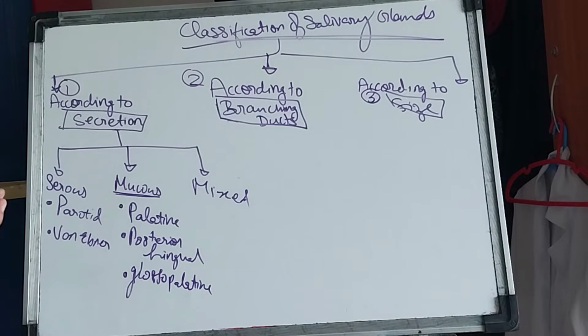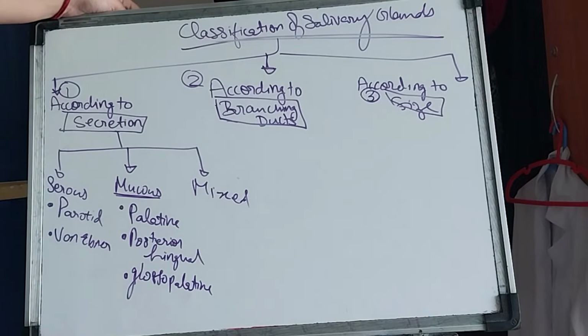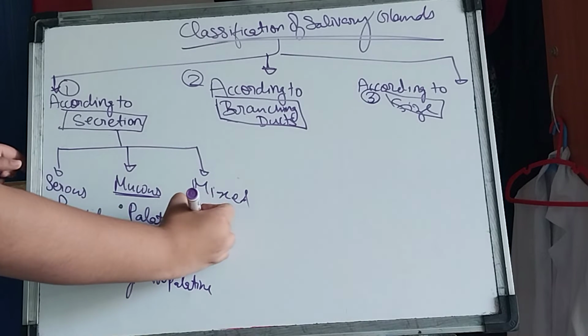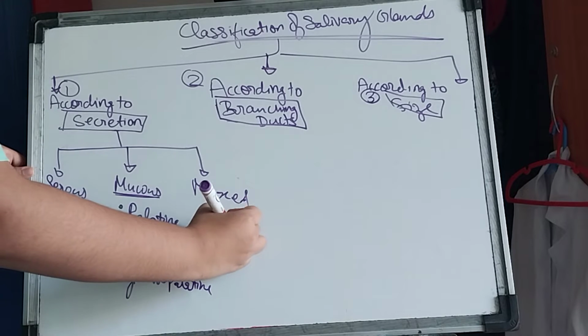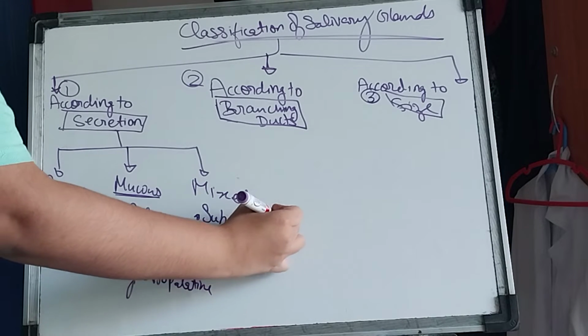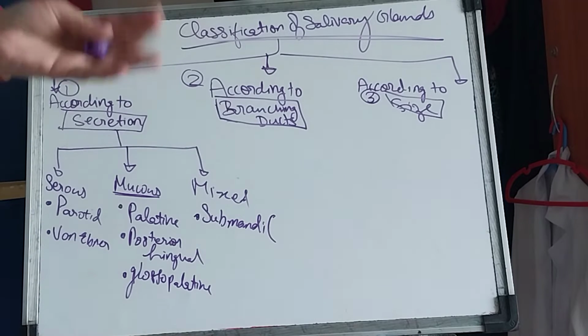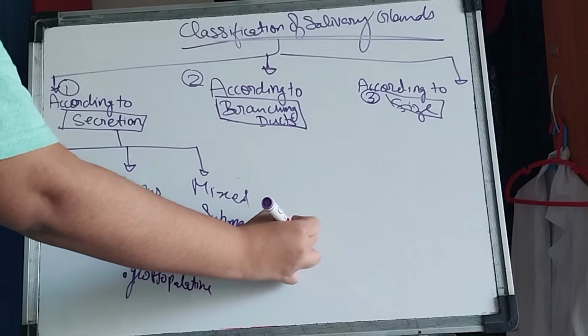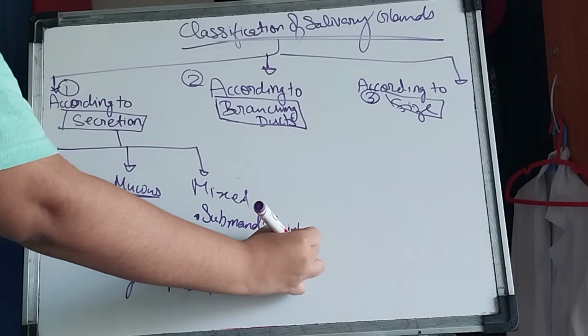For the mixed type, we know the submandibular gland, sublingual gland, and labial gland. These are mixed types which secrete both kinds of secretions. But here also, predominantly, which type is it mainly? Submandibular gland is mainly serous type, but it also secretes mucus, but it's mainly serous.